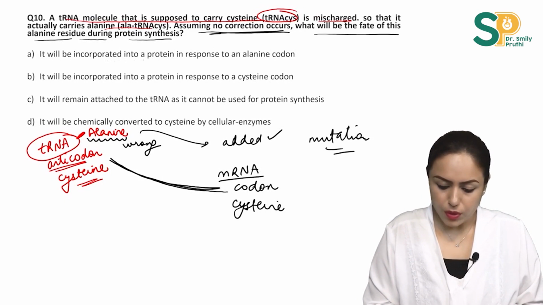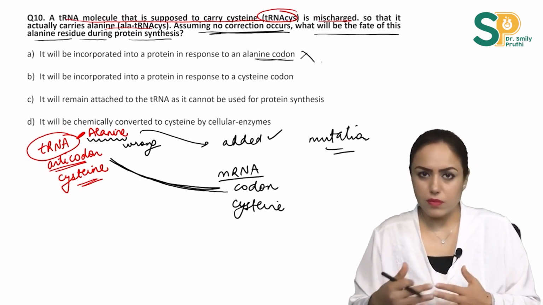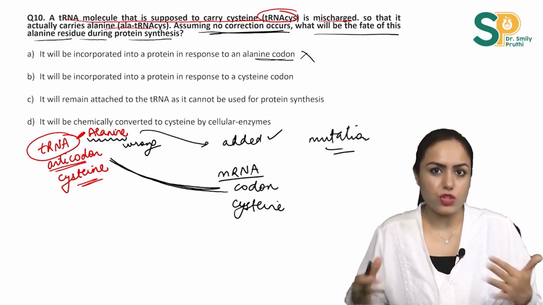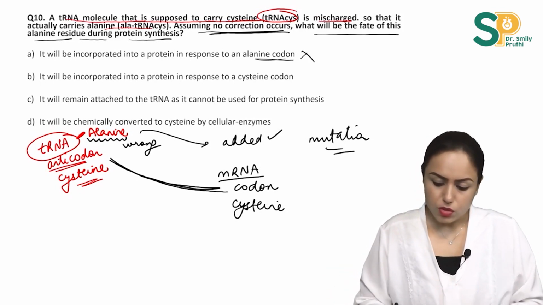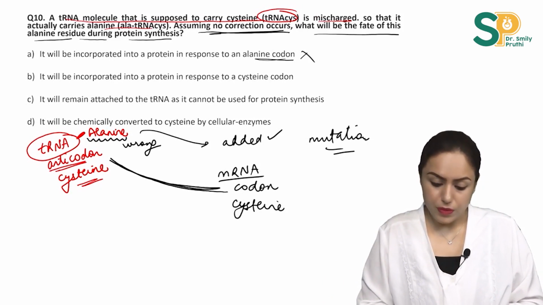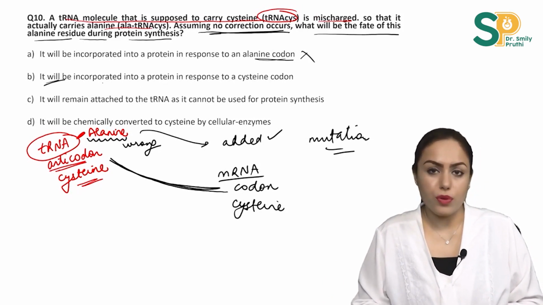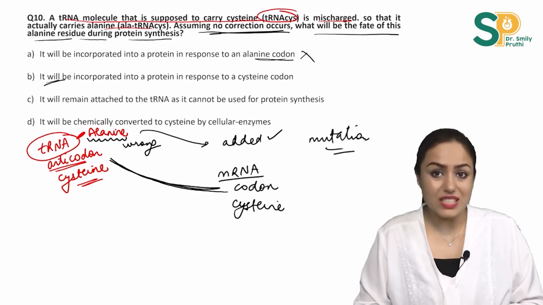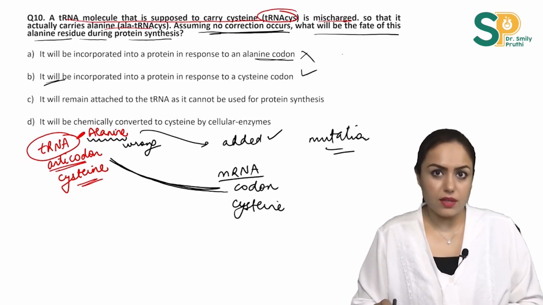Option A, it will be incorporated into protein in response to an alanine codon. No, the codon is same. They have not mentioned in the question that the codon is changed. So this is not the answer. Option B, alanine will be incorporated into protein in response to a cysteine codon. Yes, this is correct.